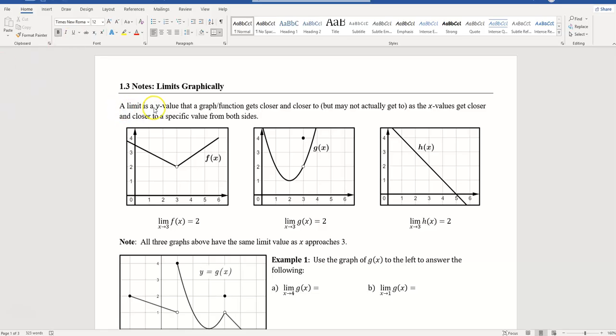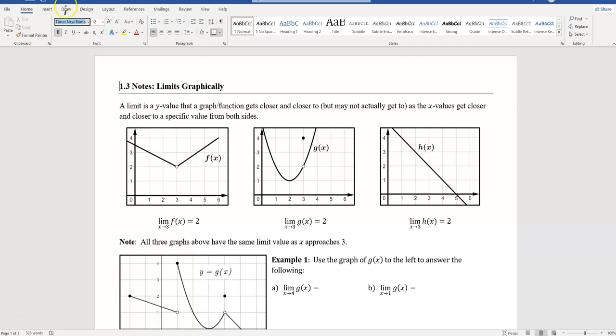So, a limit is a y value that a graph or function gets closer and closer to, but may not actually get to, as the x values get closer and closer to a specific value from both sides. So, if you have something like this, limit as x approaches 3 of f of x, they've already given us the answer on this. This is example 2.